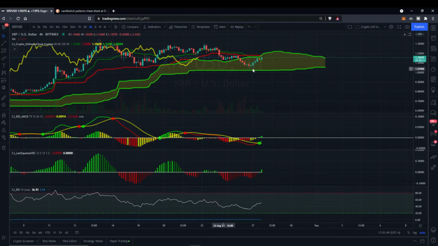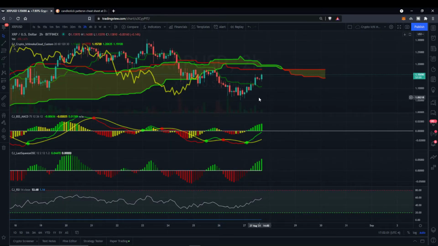Matter of fact, I'll post that to the group. This is a good breakout in the 4 hourly. We did have some movement here, but this is starting to break with a green cloud showing support and not a red cloud. So then I would start looking at my 2 hourly, and I get conviction when I start seeing stuff like this.